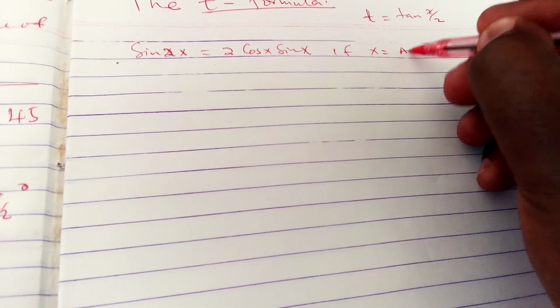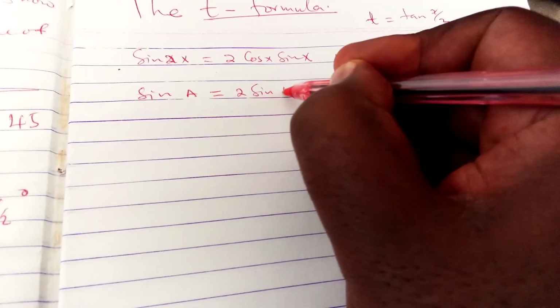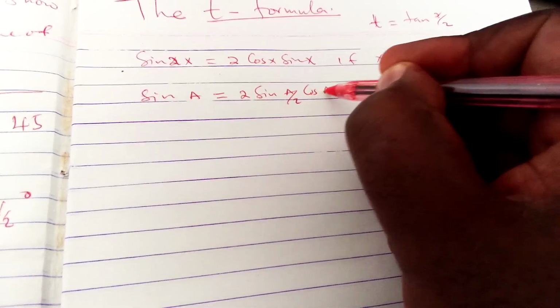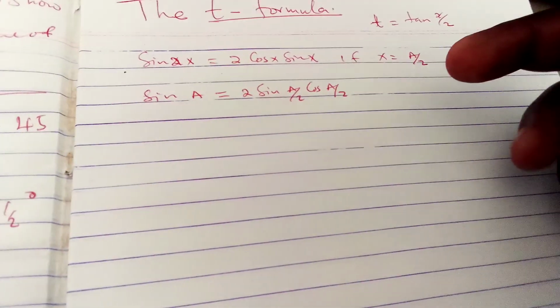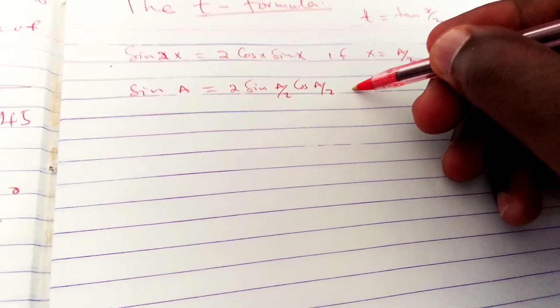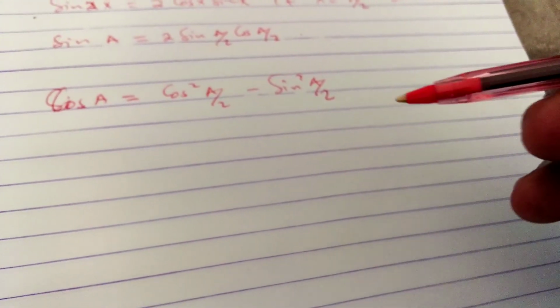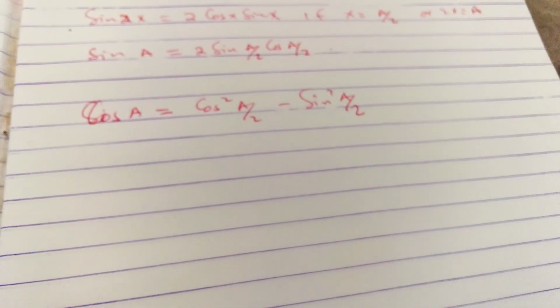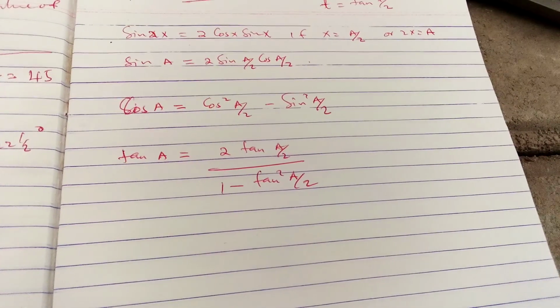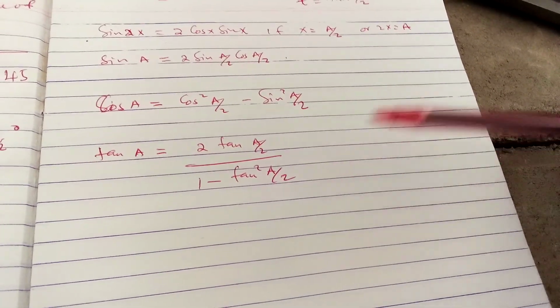Okay, so if x is maybe a over 2, or 2x is a, then sine of a is 2 sine of a over 2 cos a over 2. We have talked about the double angle, so if we put these half angles, it can also work. So this is the half angle. This one is also half angle in terms of cos. So those are the expressions for the sine, the cos, and the tan in half angle.